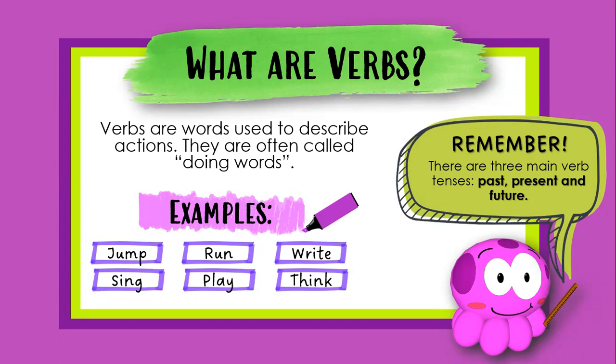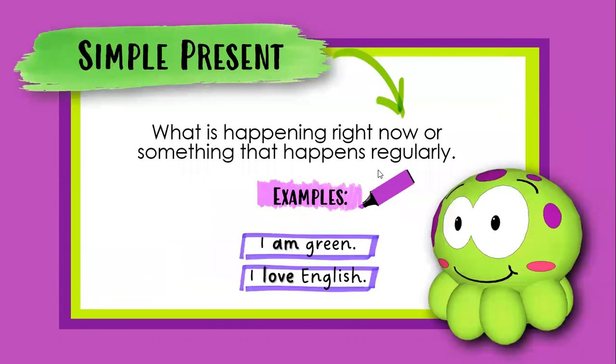Now let's remember, even though there are 12 verb tenses, and we're going to talk about them in the future, we are going to focus on the three main verb tenses: past, present, and future. So we're going to start with the simple verb tenses. Let's start with simple present. So a simple present verb tense is anything that is happening right now or something that happens regularly. For example, I eat cereal for breakfast. That is something that if you do it regularly, you use the present tense form of the verb.